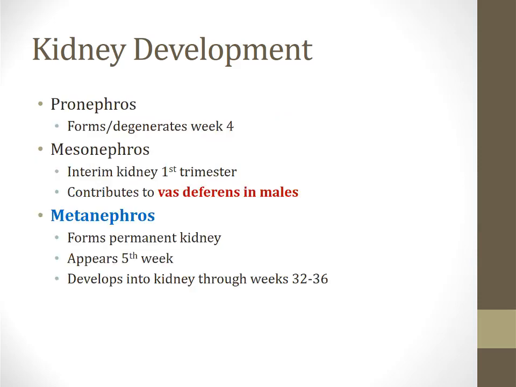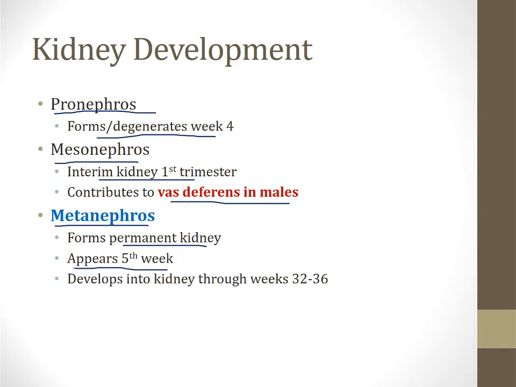The first kidney structure to form in utero is called the pronephros. This structure forms and then degenerates by week 4, early in the first trimester. The second kidney structure to form is called the mesonephros. This structure functions as the interim kidney in the first trimester, and then it degenerates, although it contributes to the vas deferens in males. The final kidney structure is called the metanephros. This is the structure that goes on to form the permanent kidney.